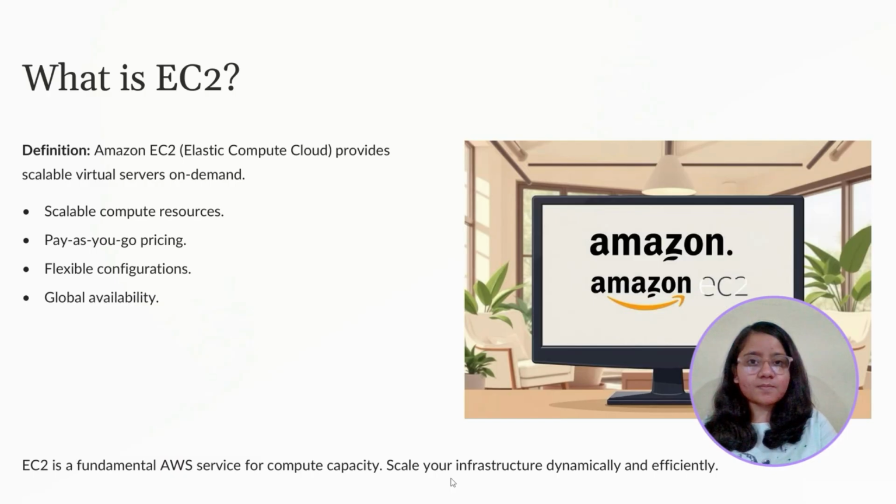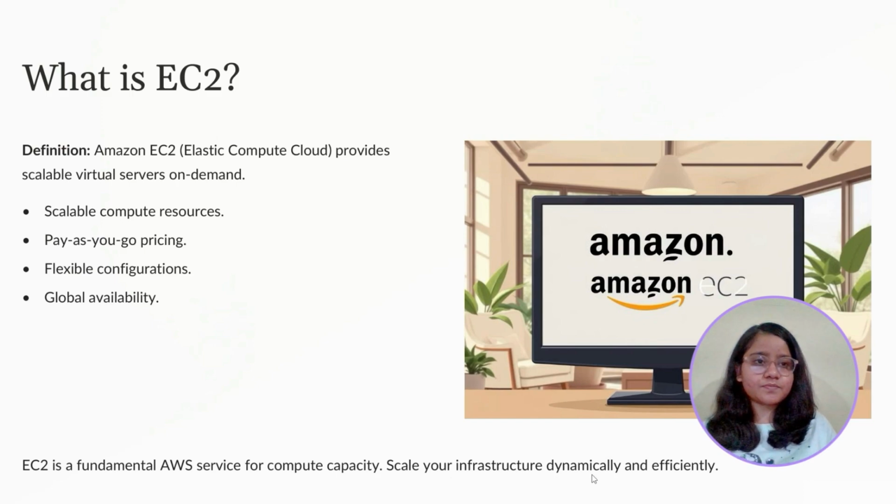Third one is flexibility. You can choose your operating system, such as Linux, Windows, Ubuntu, etc., attach SSD storage, configure your network, and even pick instances with high GPU or high performance processors. One of my favorite things is you can write a short script called user data and EC2 will run it automatically on startup. You can install Nginx, update your system, or launch a full stack app, all without touching the terminal manually. That's all about EC2. EC2 is a fundamental AWS service for compute capacity. We can scale our infrastructure dynamically and efficiently.